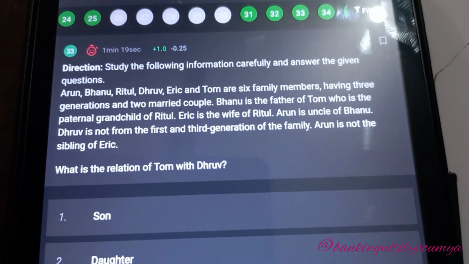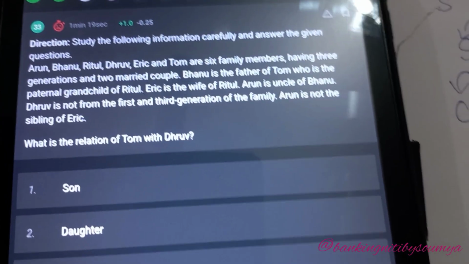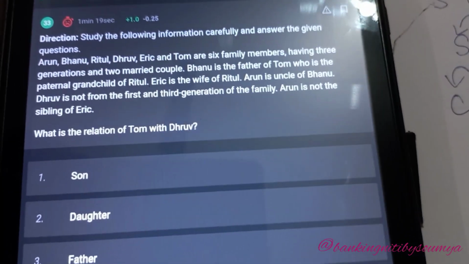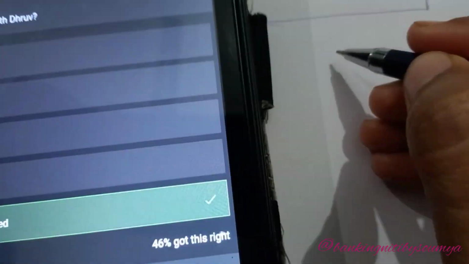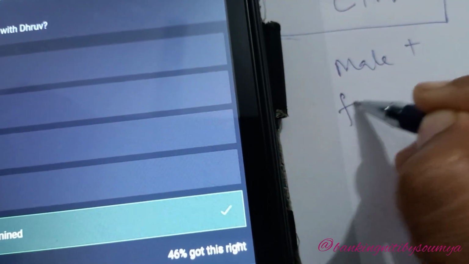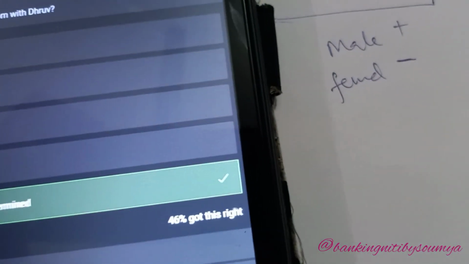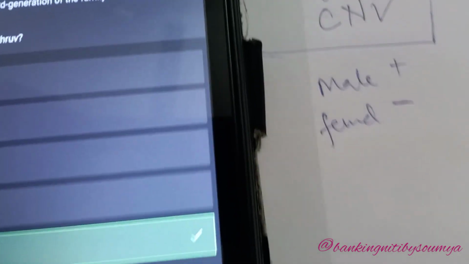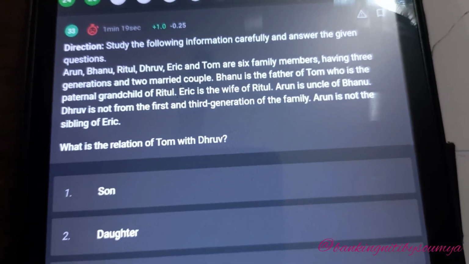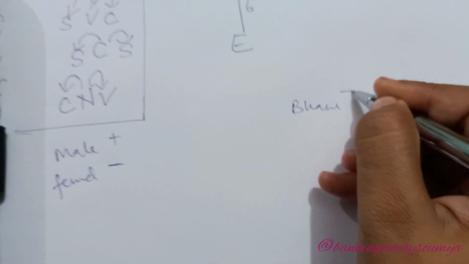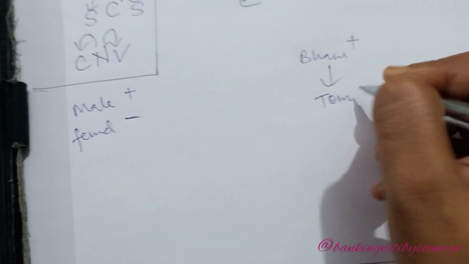It is our blood relation question. It is given that there are 6 family members having 3 generations, 2 married couples. Here we can see Bhanu is the father of, okay, in blood relation I denote male with plus sign and female with minus sign. Okay, for indication I use this. Okay, Bhanu is the father of Tom.